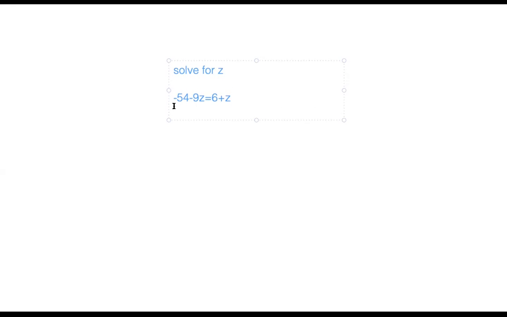So for example, we can start on the left side. It says negative 54 minus 9z. To get rid of the 9z from the left side, we have to add 9z to both sides. So we add 9z over here, and we add 9z on the right side as well. Negative 9z plus 9z cancels out and leaves us with 0, but it leaves us with negative 54 on the left side. So this is negative 54 equals 6.